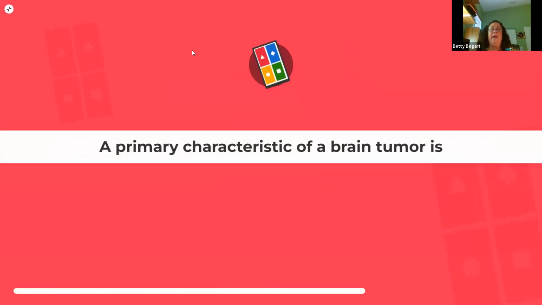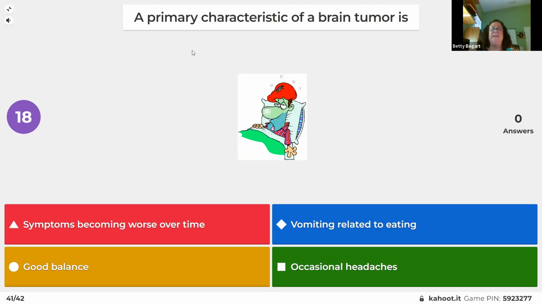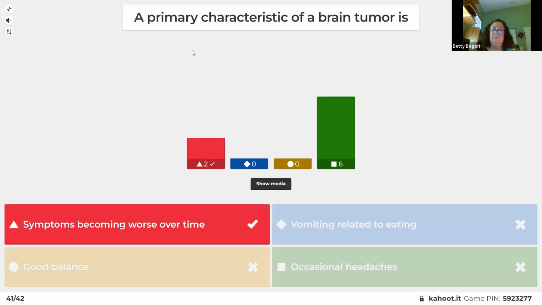A primary characteristic of a brain tumor is what? Remember, this is not an occasional headache. They get worse over time. And their vomiting is not related to anything. It just happens. It's not with food, it's anytime. And the symptoms get worse and worse as the tumor grows, okay?